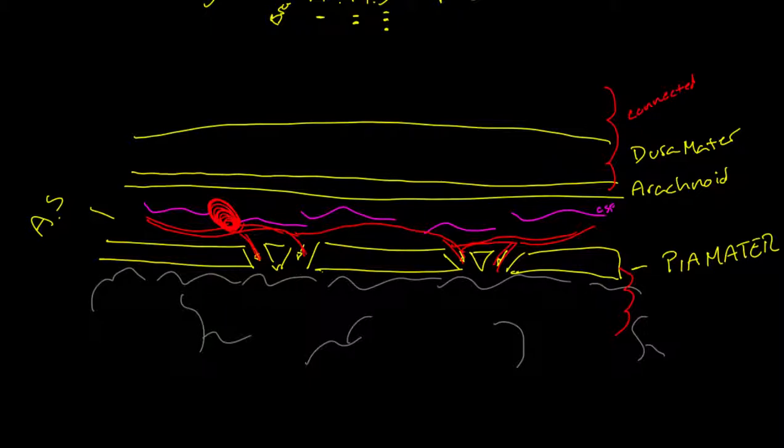disregard that. This is the subarachnoid. It's SA. Sorry about that. And then if you had a subdural bleed, that's going to be between the dura and the arachnoid. So this would be a subdural bleed happening up here.